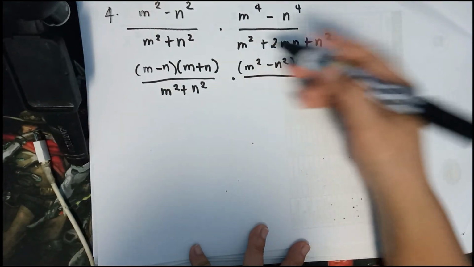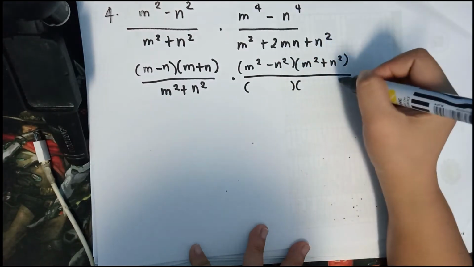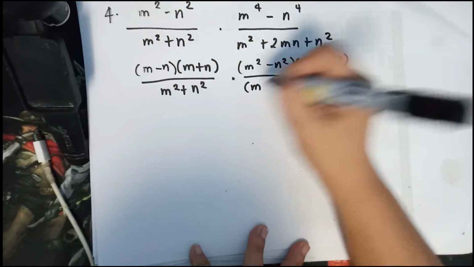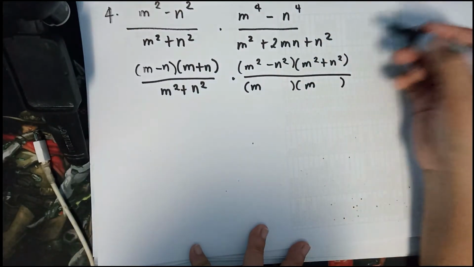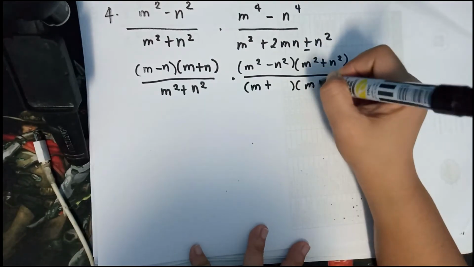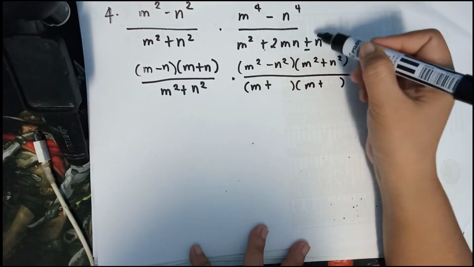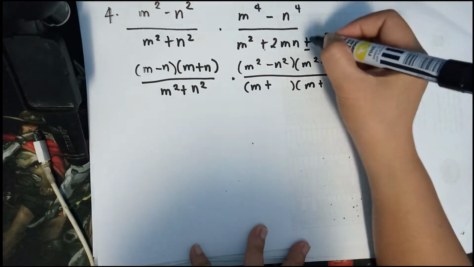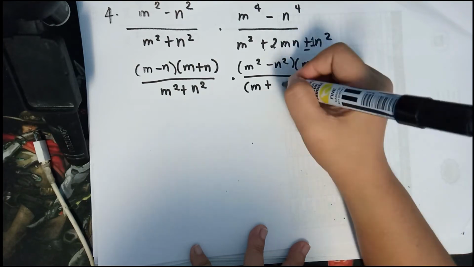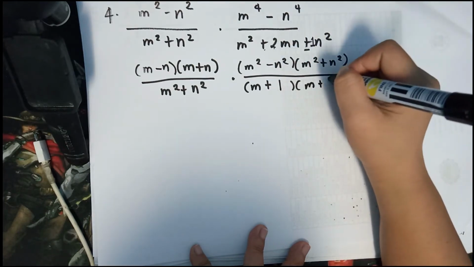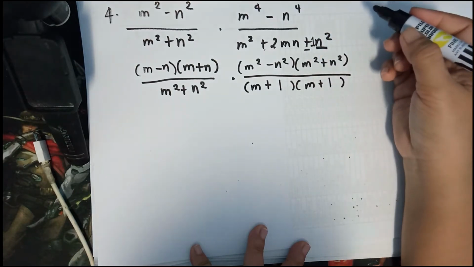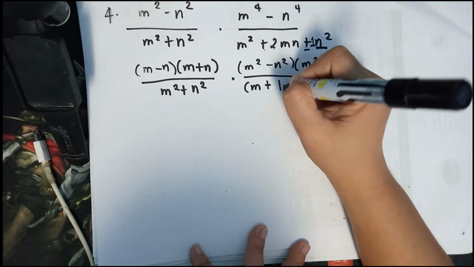we have a trinomial, then 2 parentheses, square root of m squared, m. Next, since our last term is positive, then they have the same sign, which is positive. And what will be the factors of 1 that if you will add, the answer is 2? That is 1 and 1. And since we have here a variable which is n squared, square root of n squared is n.